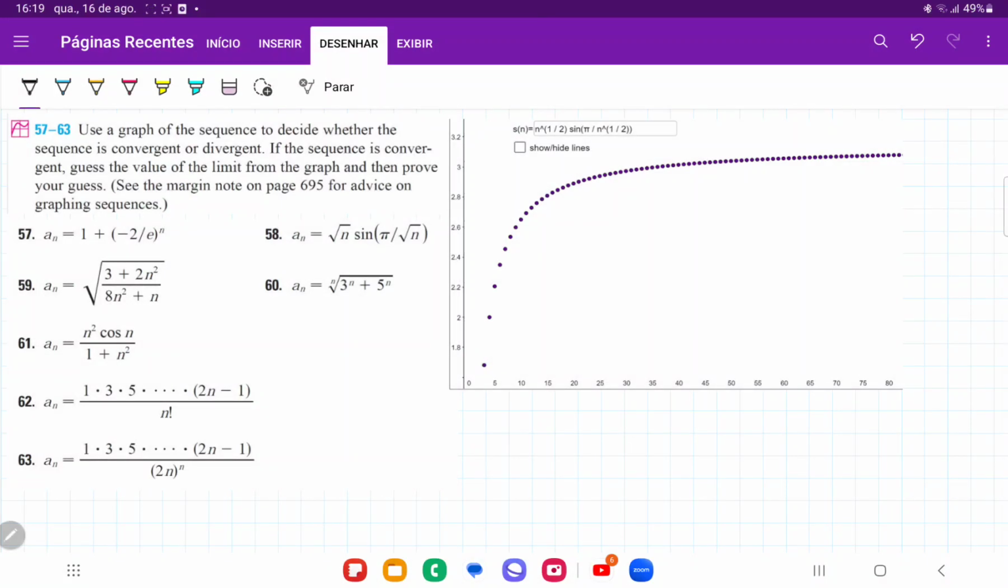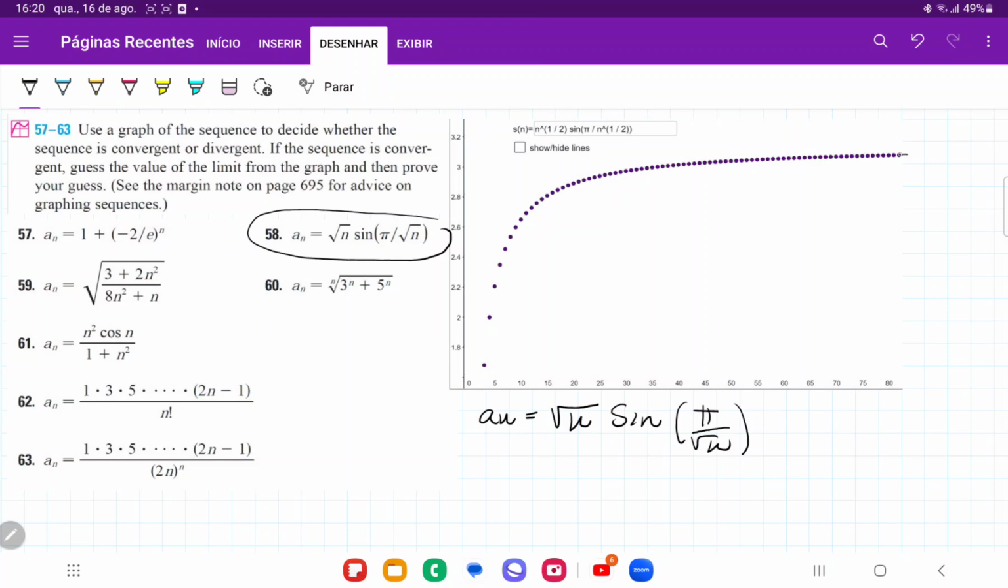So for number 58, we want to take the sequence a_n equals square root of n times sine of pi divided by root n. Okay, and then it's asking us to graph the sequence, which I did using a site called GeoGebra, and then decide whether the sequence is convergent or divergent, and if it is convergent, to guess the value of the limit.